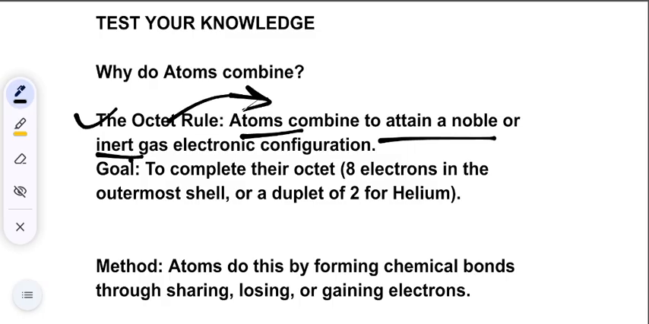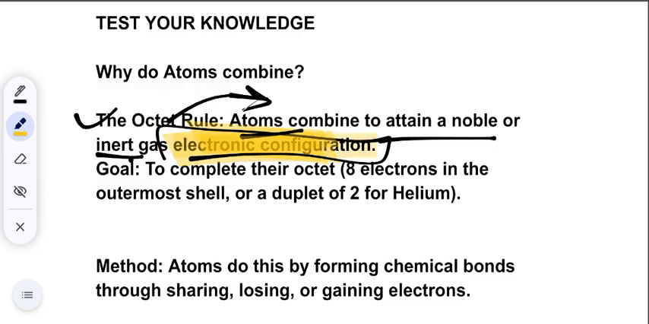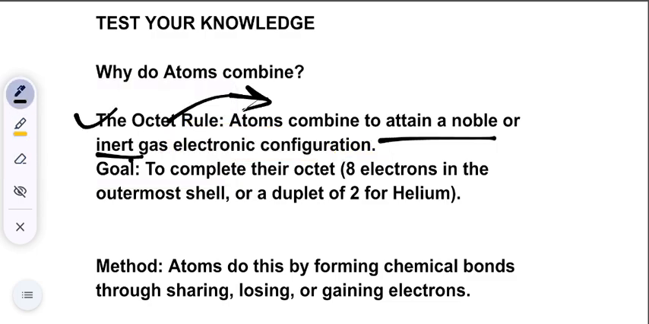And where are they present? You can simply say that it tells us the position, or how electrons are arranged in different shells. This is the new term. If you know, then it is nice, but if you don't know, it is nothing else: it simply means how electrons are arranged in different shells. So atoms combine to attain a noble or inert gas electronic configuration.